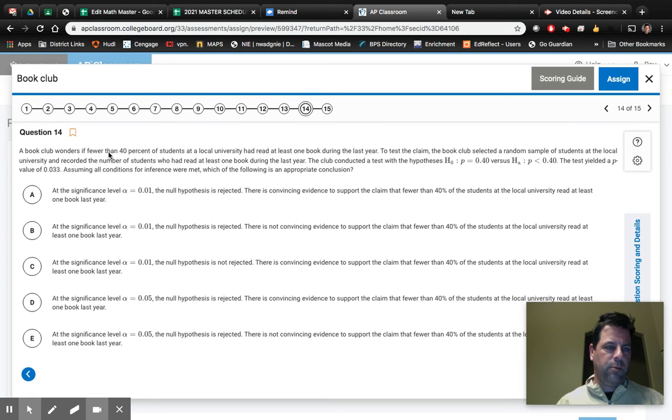A book club wonders if fewer than 40% of the students read books. To test the claim, the club surveyed students at the local university. H0: p is equal to 0.4. We think it's less than 0.4. They got a P-value of 0.03, assuming all the conditions were met. Which of the following is an appropriate conclusion?